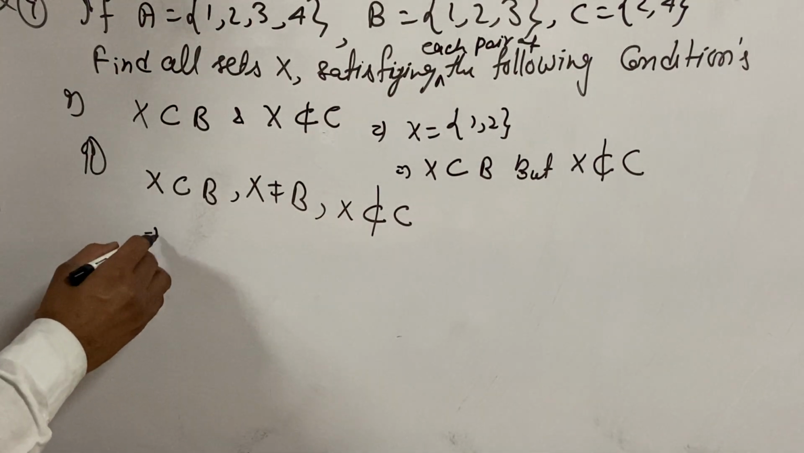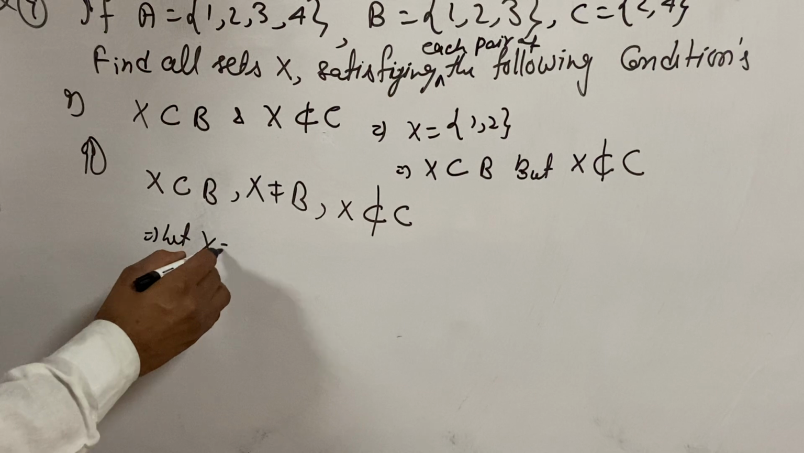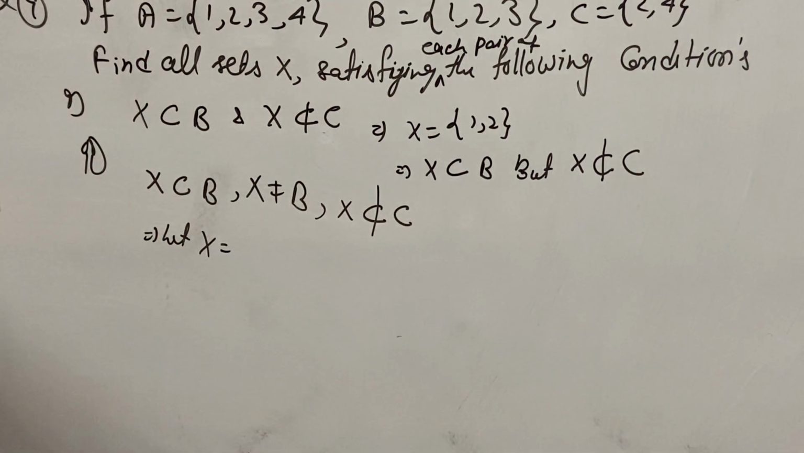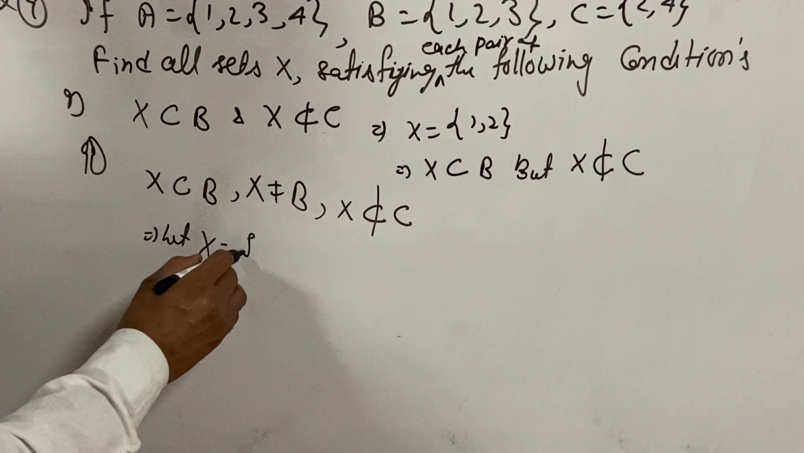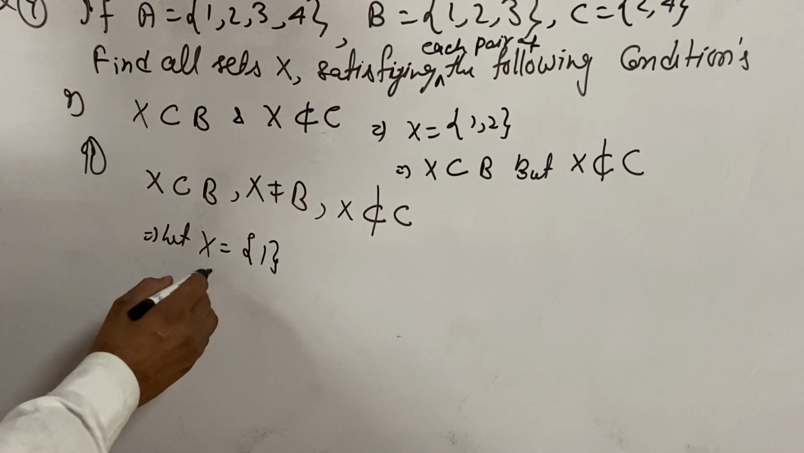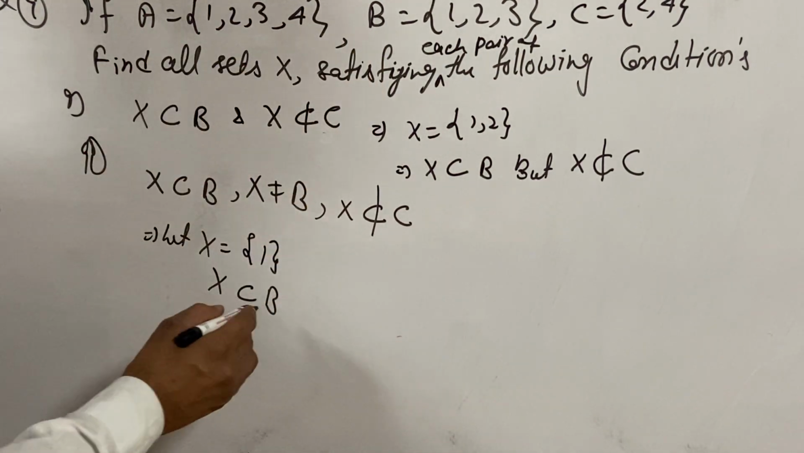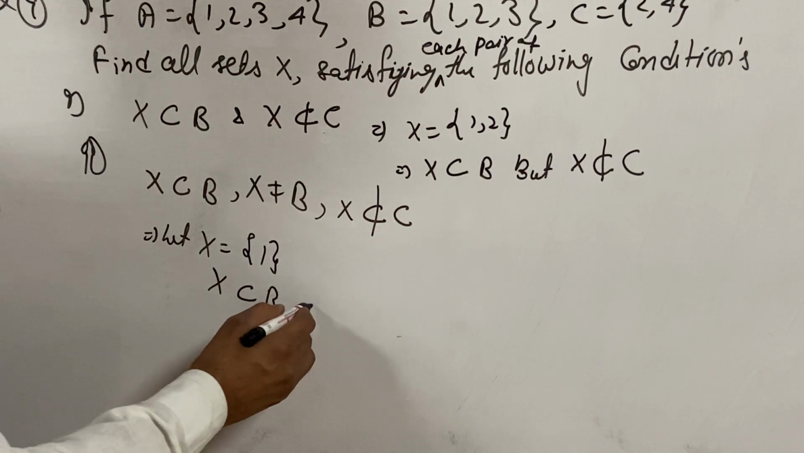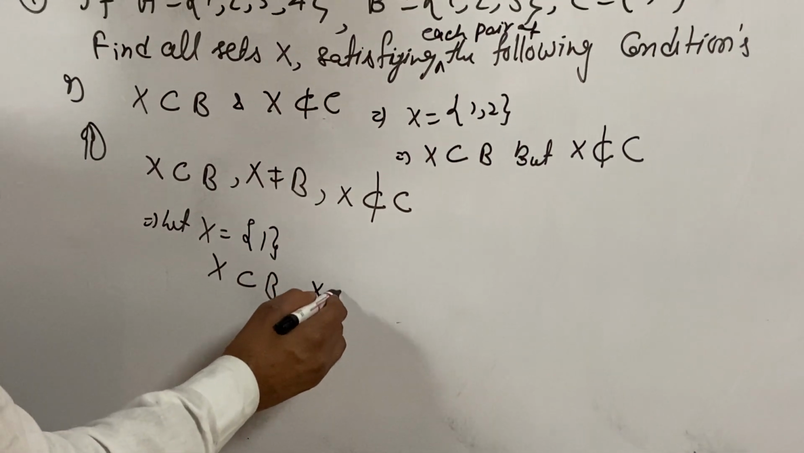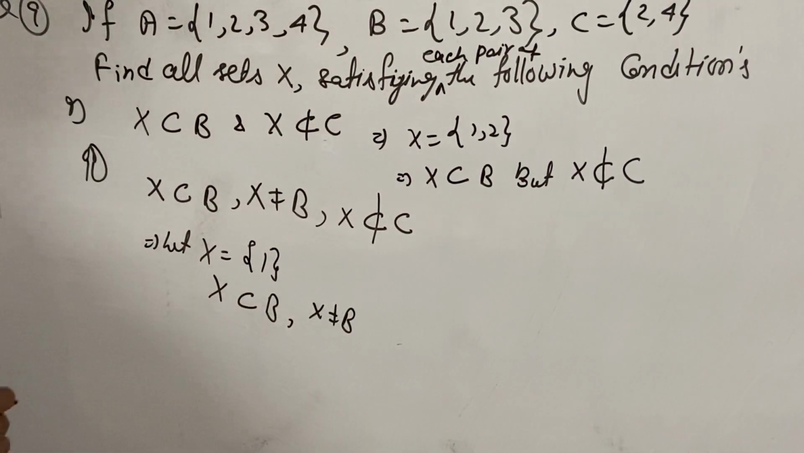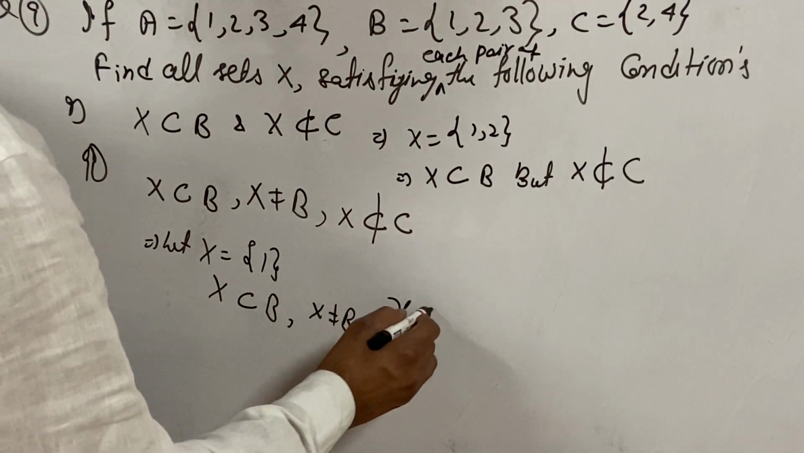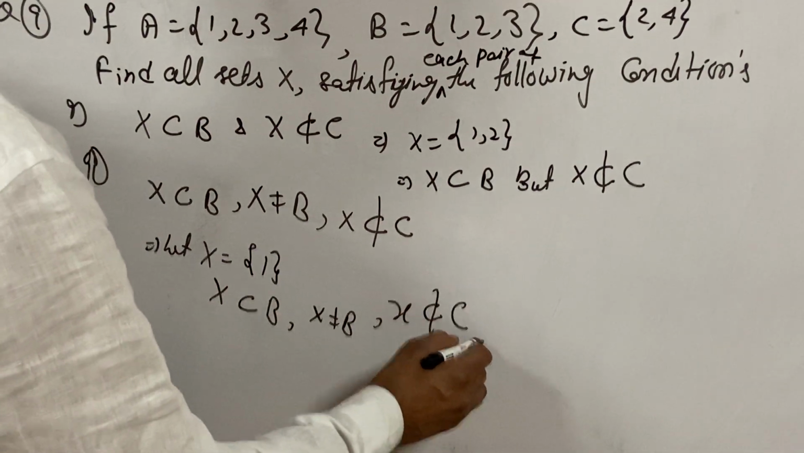So here also, what should we take X to be? Let us take X as just {1}. Here X is a proper subset of B. Is X equal to B? No, X is not equal to B and X is not a proper subset of C.